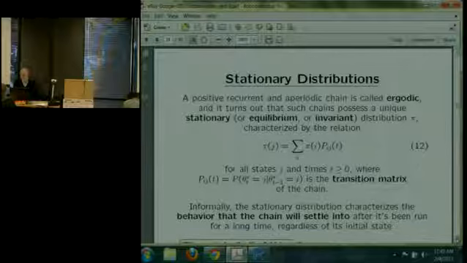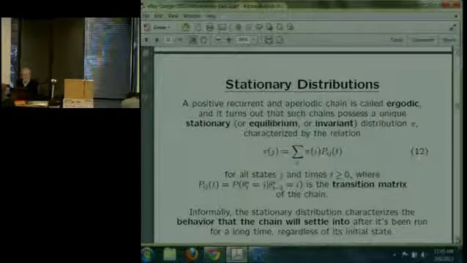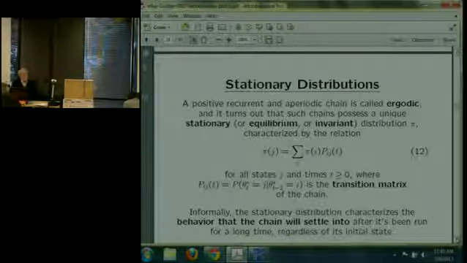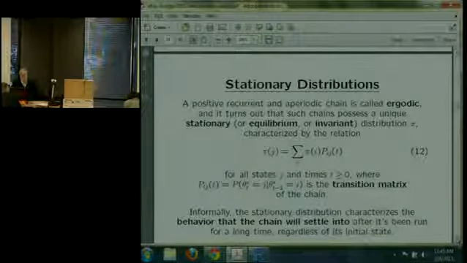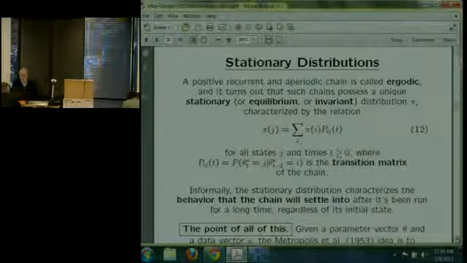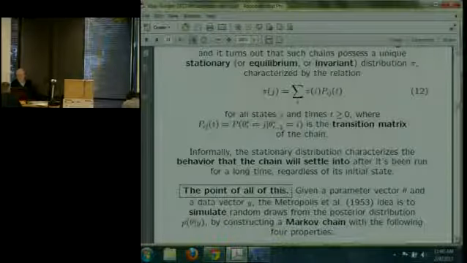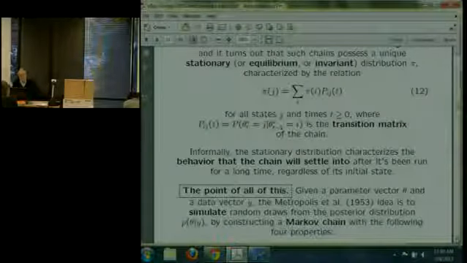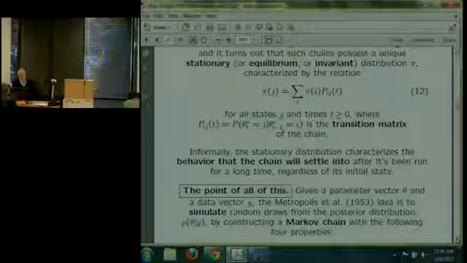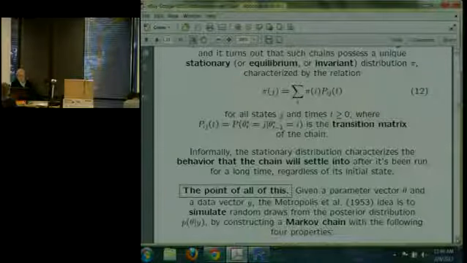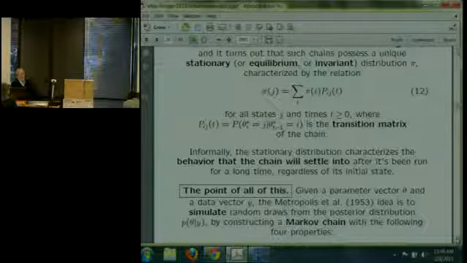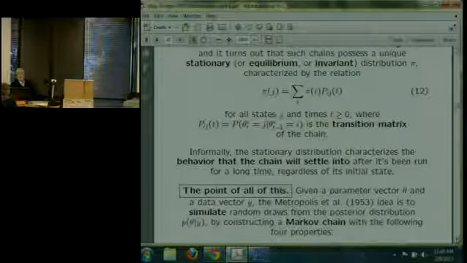Informally, we don't need to go there. Informally, the stationary distribution characterizes the behavior that the Markov chain will settle into after it's been run for a long time, regardless of its initial state. So now we're in a position to think about how Metropolis and his colleagues would have applied this. Given a parameter vector theta and a data vector y, the Metropolis et al. idea is to simulate random draws from the posterior distribution p of theta given y by constructing a Markov chain that has p of theta given y as its stationary distribution.